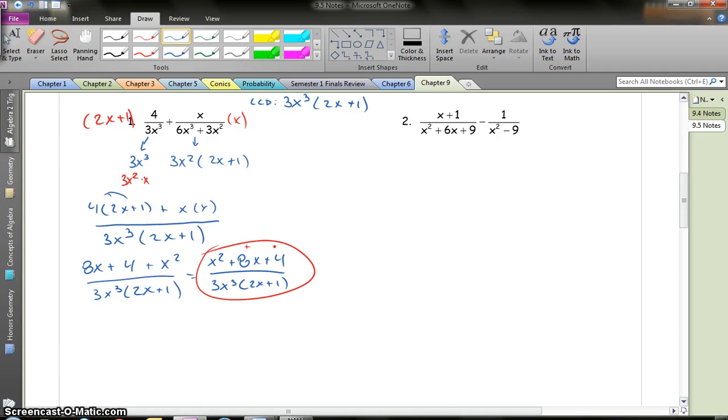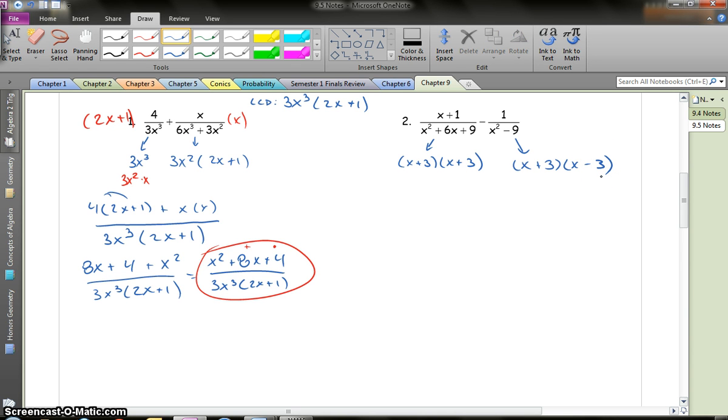Let's try another one. So again, start with the denominators. Can that be factored? Well, two numbers that multiply to 9 and add to 6 give me x plus 3, x plus 3. Then over here you have a difference of two squares. So x plus 3, x minus 3. Sorry, I'll make that a little neater.